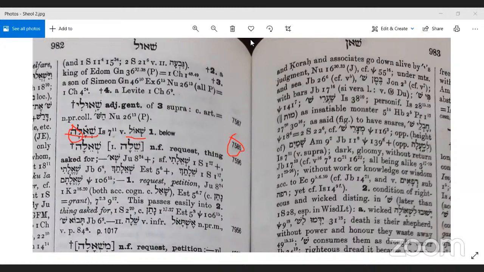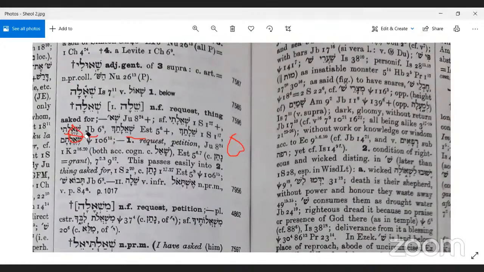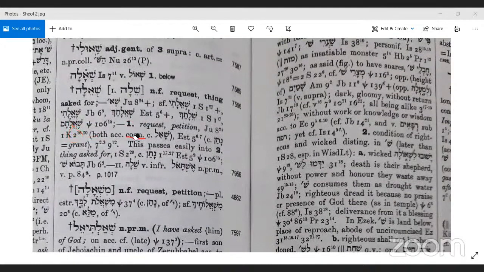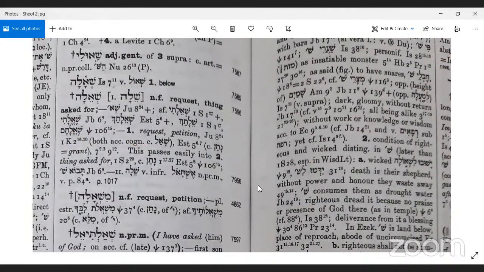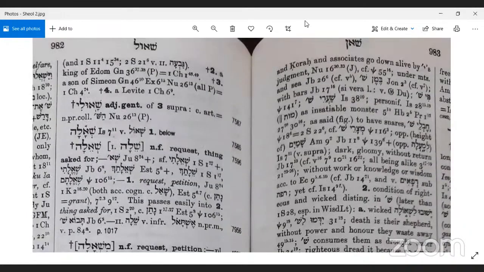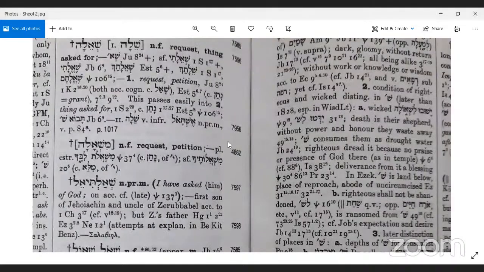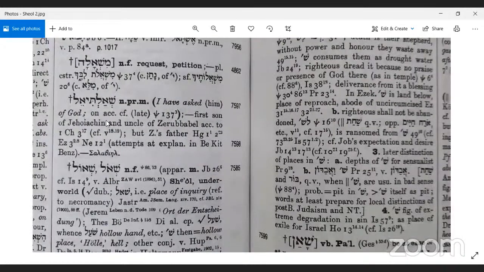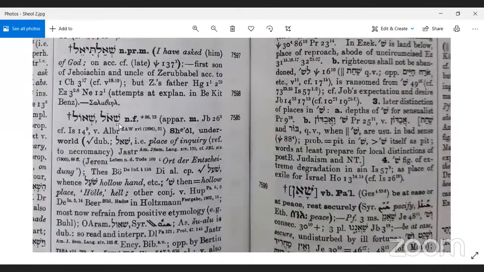Hold on, let me get rid of this stuff. All right. So let's continue. All right, so let's move down. Okay, here we are, 7585. Okay, y'all see it? Yes. Here's a short spelling that we looked at, and here's a long spelling. Noun feminine.